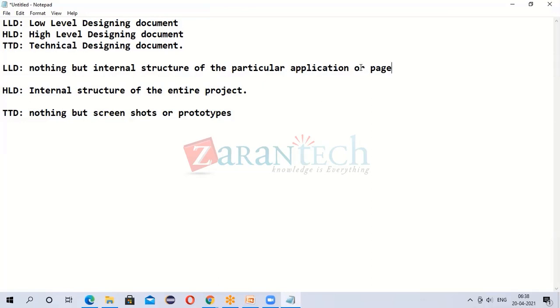TDD is nothing but technical designing document. For each visibility, how will the username be there? Is it a text box or push button or list box? How will the password be there? Some prototypes they will design. That is nothing but TDD.